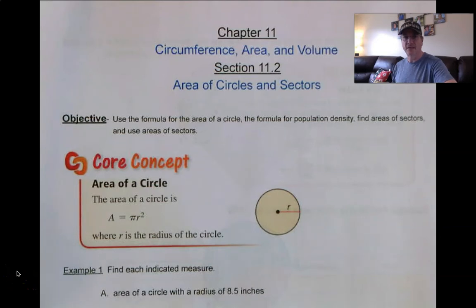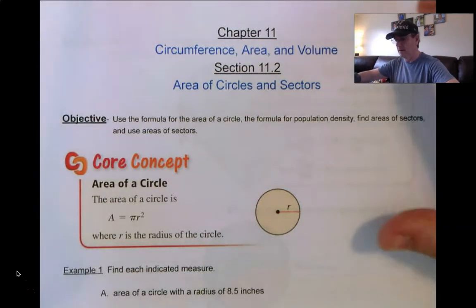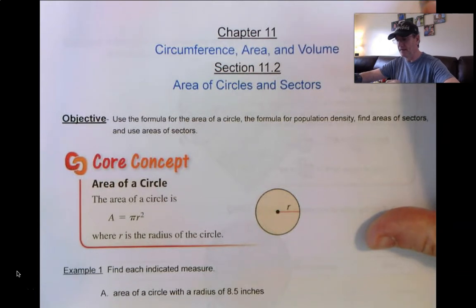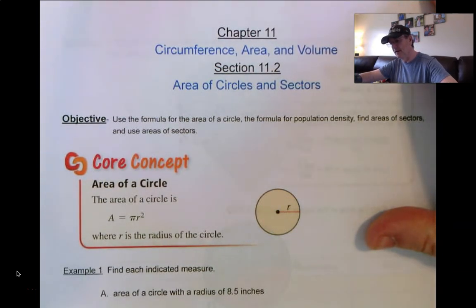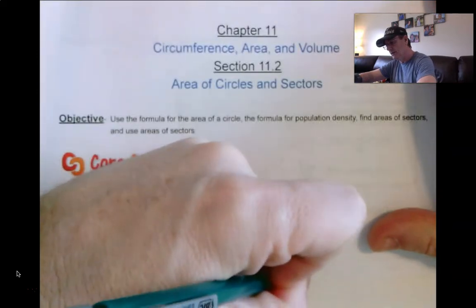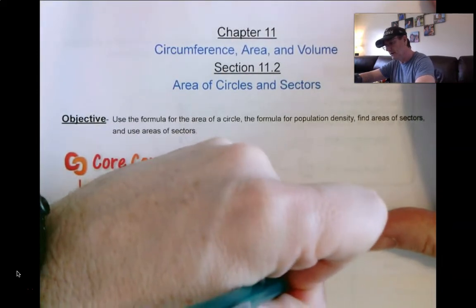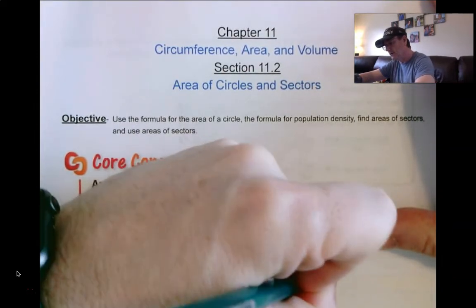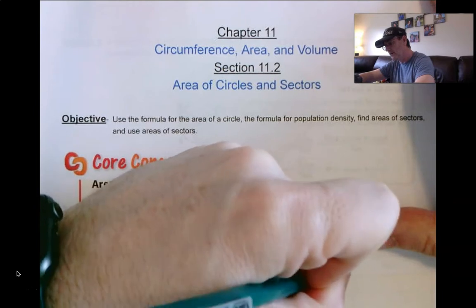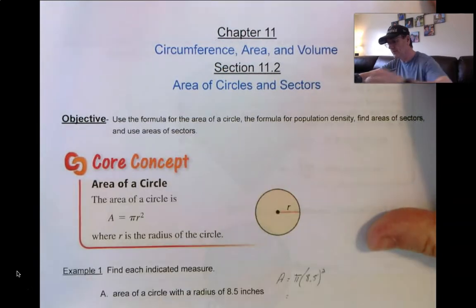Hello everyone, section 11.2, areas of circles and sectors. Example 1, find each indicated measure, the area of a circle with a radius of 8.5 inches. So area equals pi r squared, 8.5 squared.